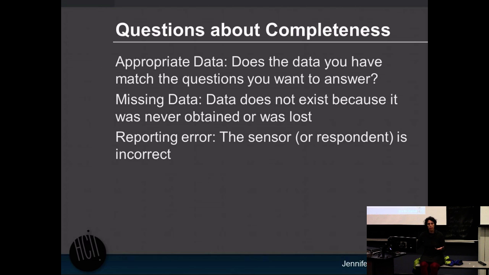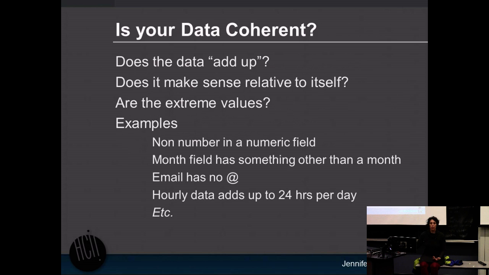So again, completeness has to do with how appropriate the data is. Does it match the question you want to answer? Is it missing? Is there some kind of incorrect information coming in? With coherence, we're really looking at whether the data adds up and makes sense relative to itself. Another issue with coherence I didn't mention is extreme values. But you could also look for a non-number in a number field.